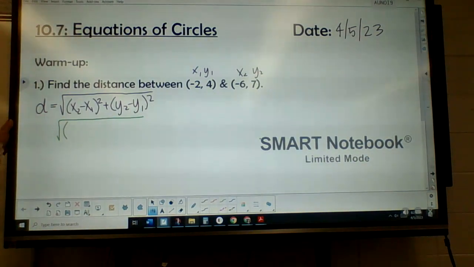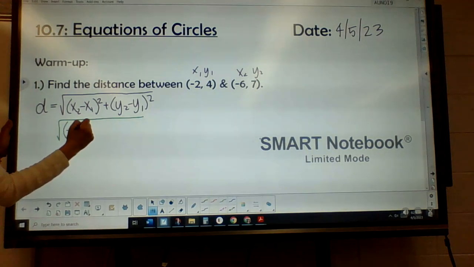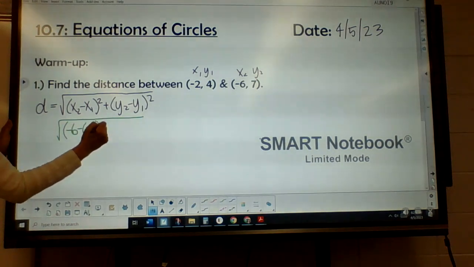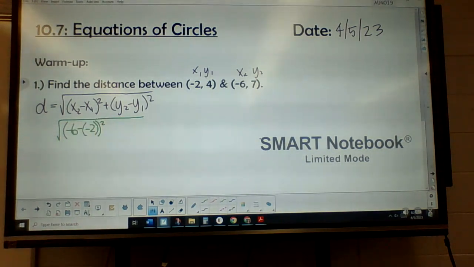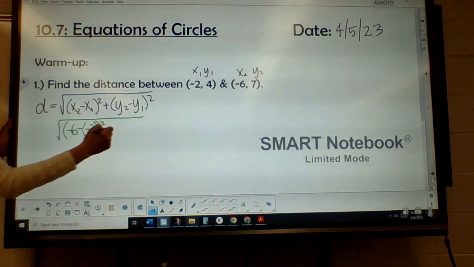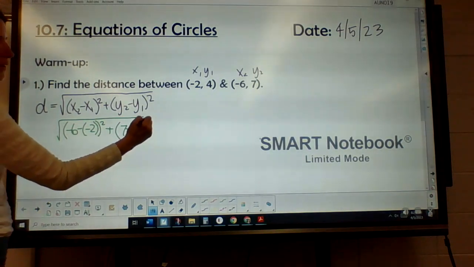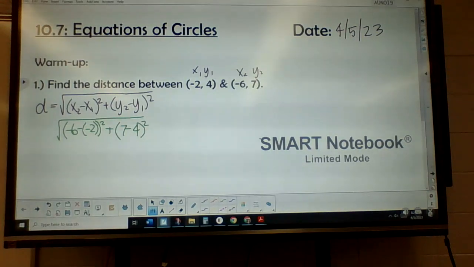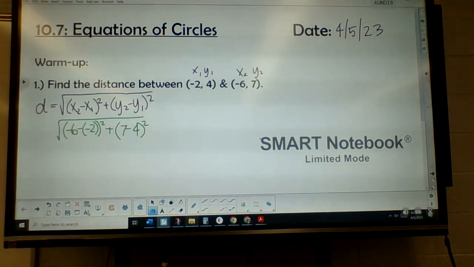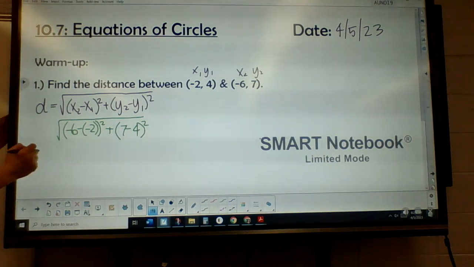So x2 minus x1. So I'm subtracting a negative, and that's going to end up becoming a plus. So careful there. In the middle of the formula is always a plus. y2 minus y1. Okay. Now when I do negative 6 minus a negative 2, that really becomes negative 6 plus 2.